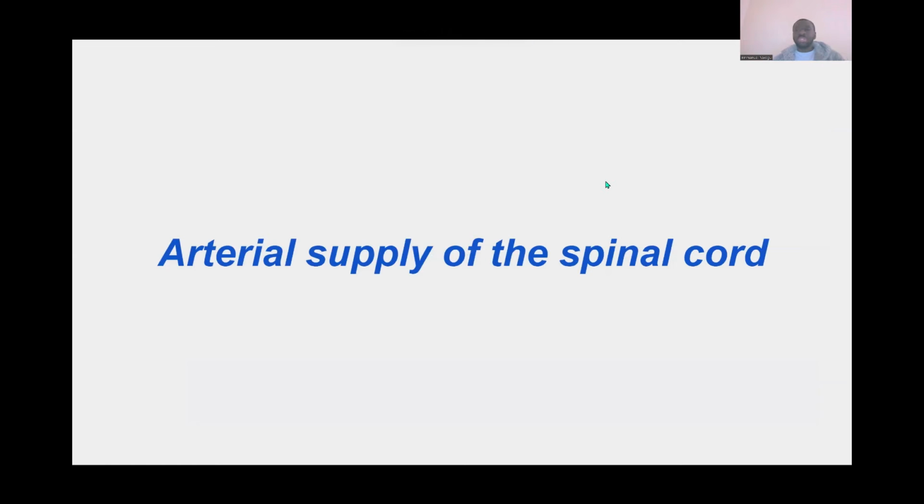This is Dr. Emmanuel. Today I want us to do a very quick revision on the arterial supply of the spinal cord. So in one of our previous videos, we did a quick revision on the structural anatomy of the spinal cord. And in this video, we will just look at both the arterial supply and the venous drainage, a succinct revision.